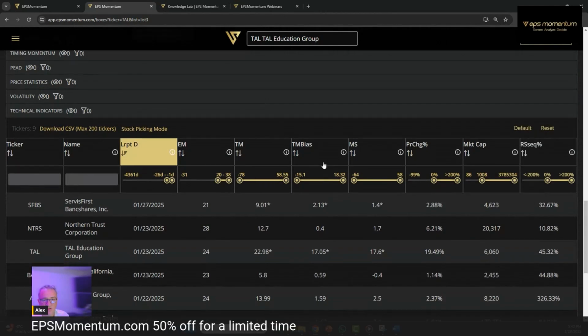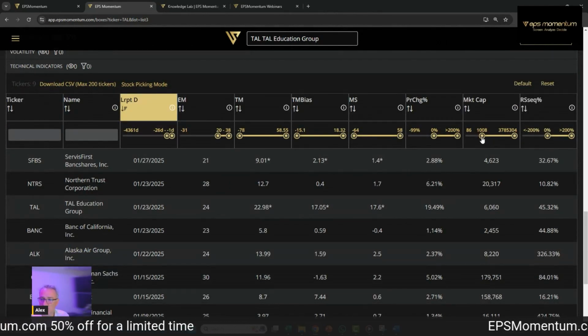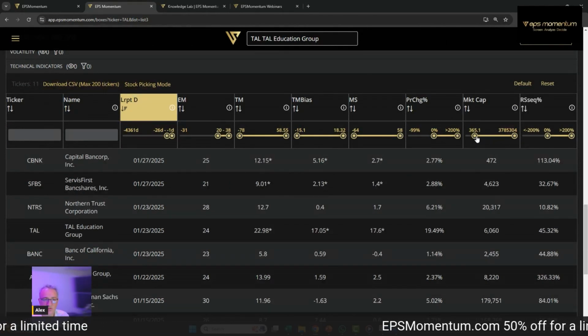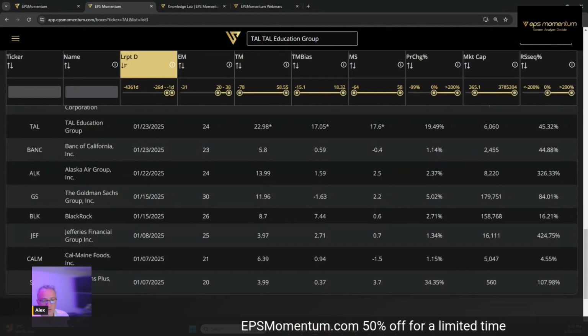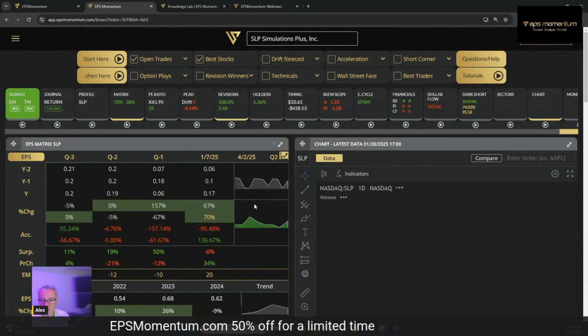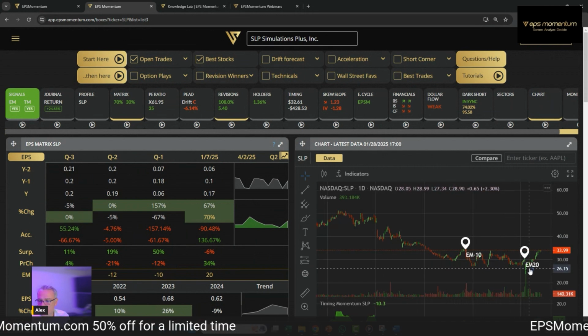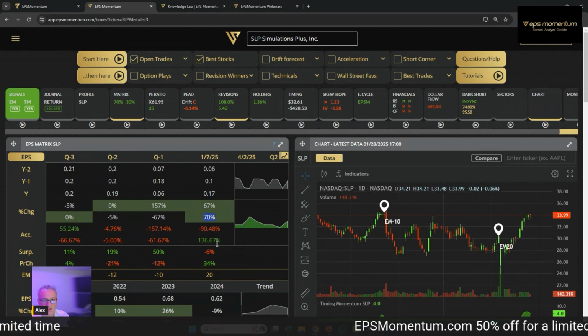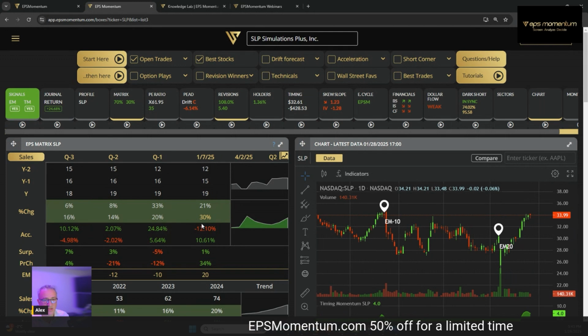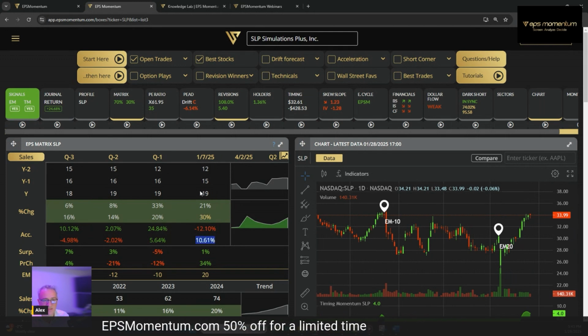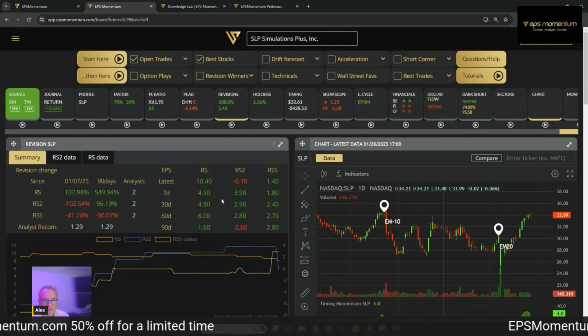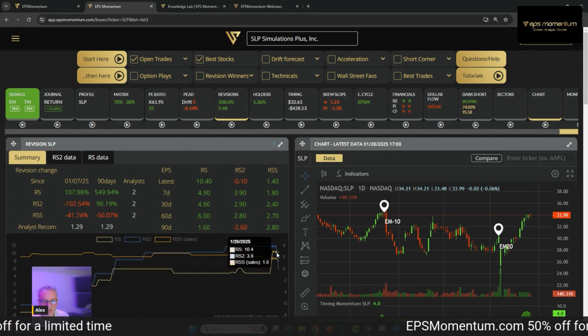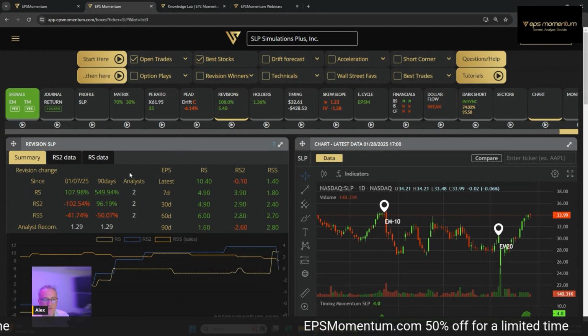Now, the other thing that you can do is, first I can increase the market cap and then decrease the market cap, be less stringent. So I get a little bit more names, Simulations Plus. Going to the small caps here, small caps EM20, that's good. It's kind of growing fast, accelerating sales pretty nicely. And the revisions, again, accelerating, very good, very good.